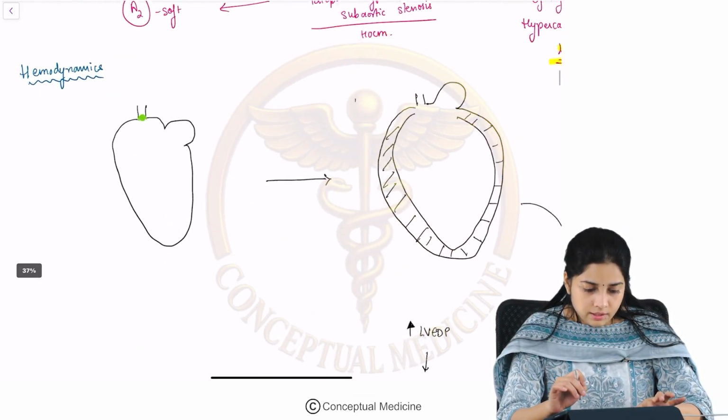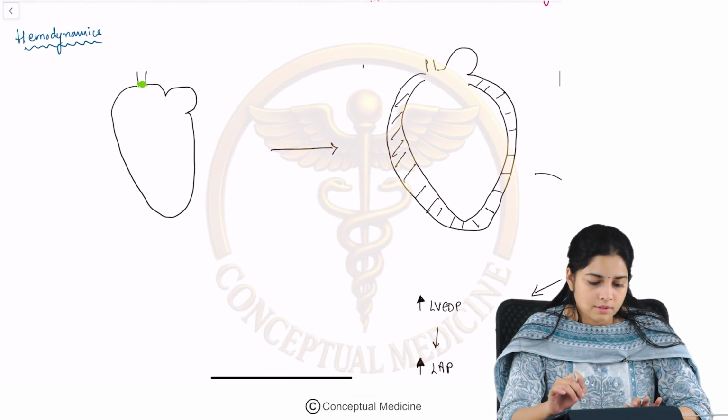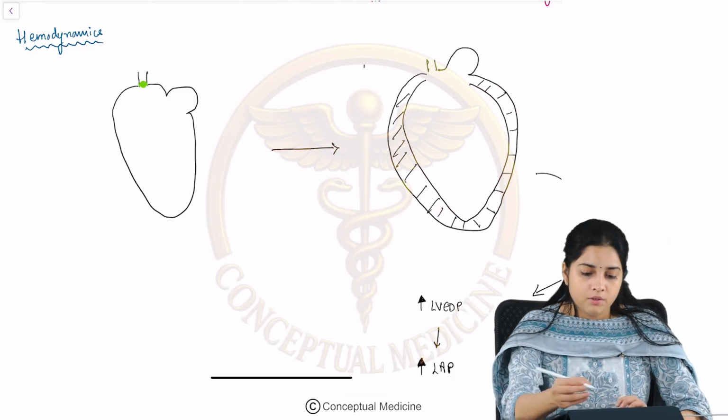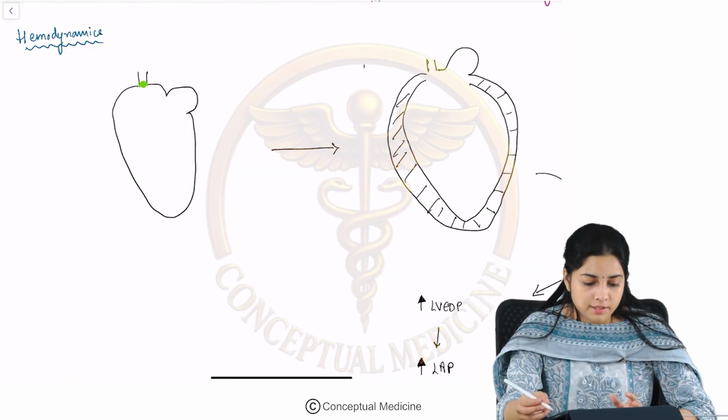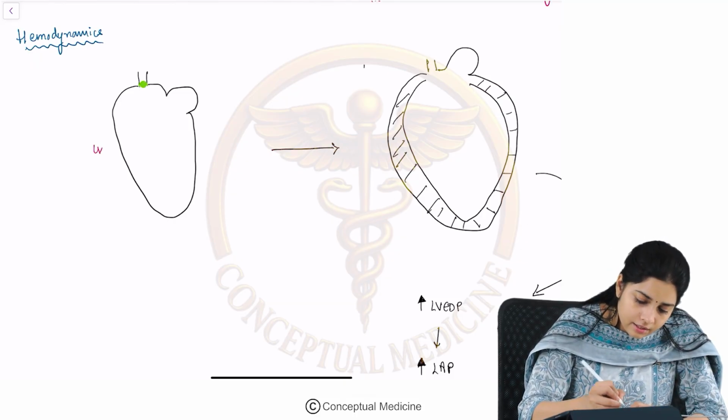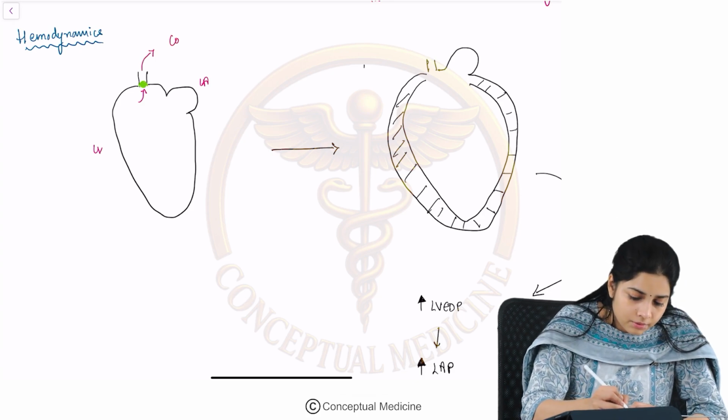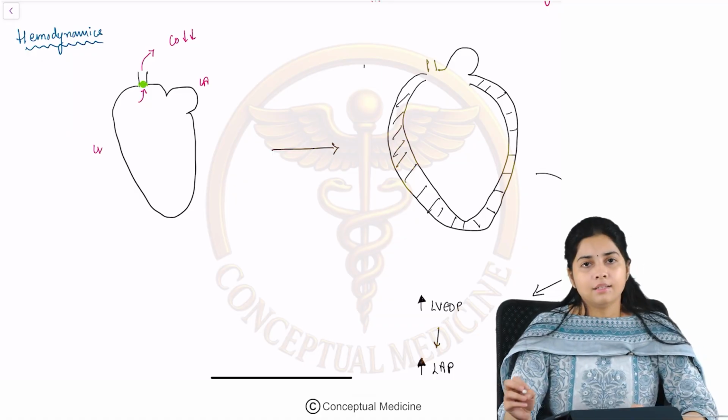Let us go to the hemodynamics of aortic stenosis. The first thing that you have to know is that this is the LV, this is the LA. There is a stenosis at the level of the aortic valve. So what happens to the cardiac output? The cardiac output is decreased.